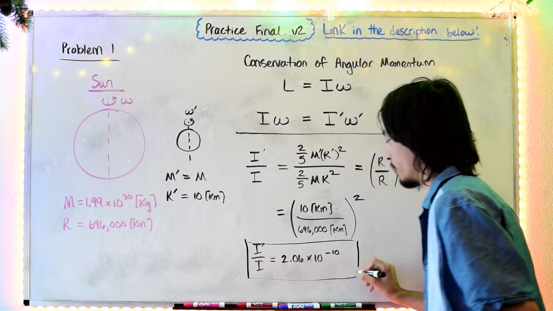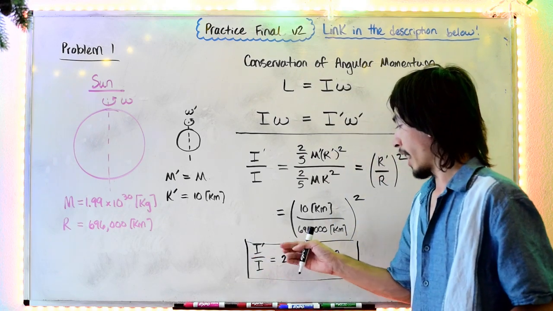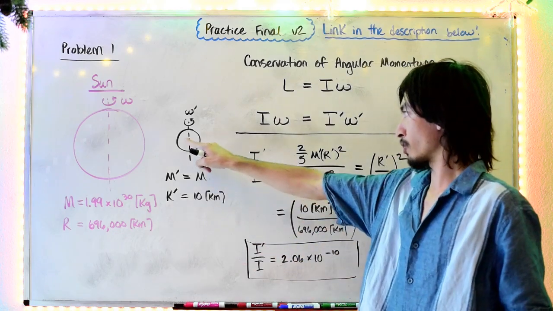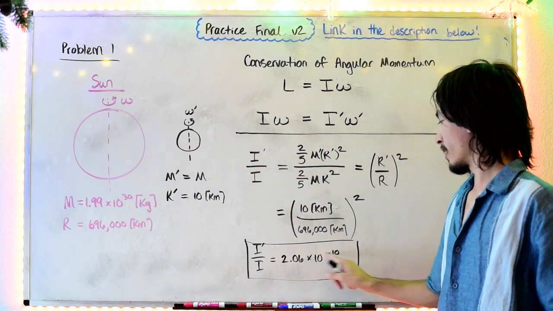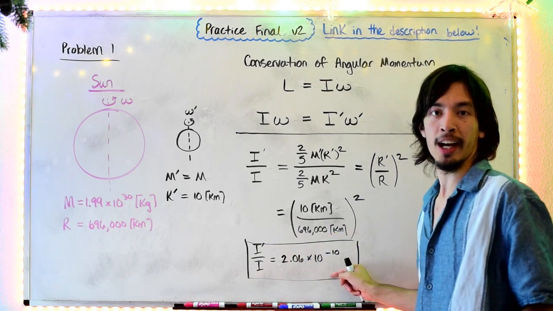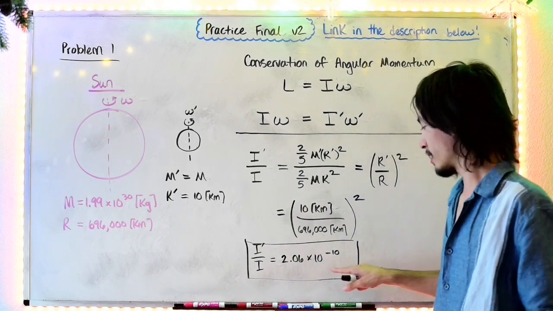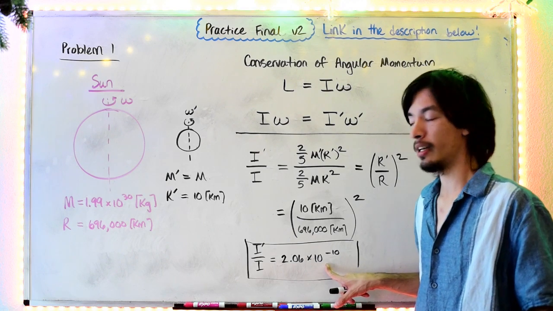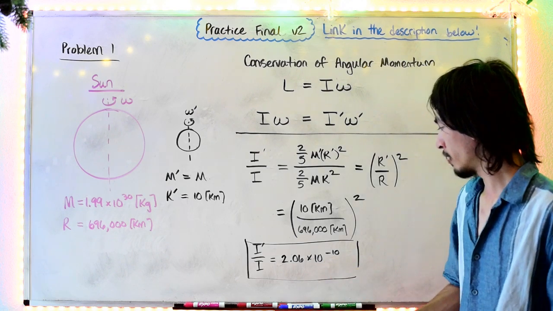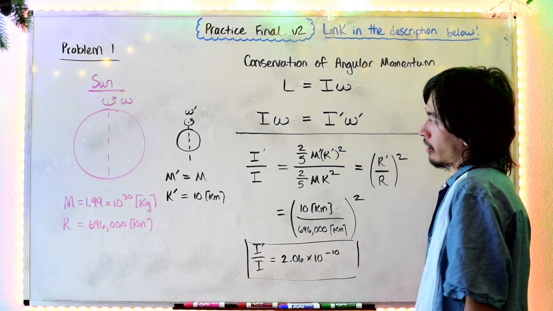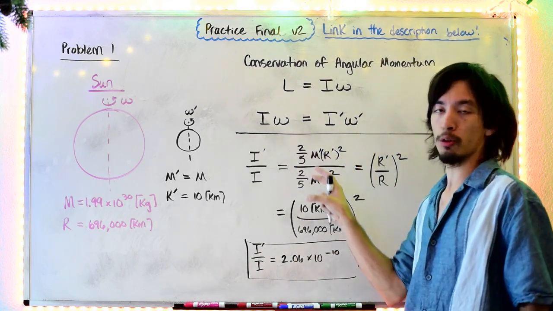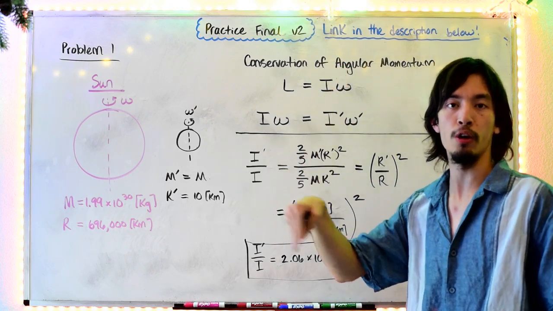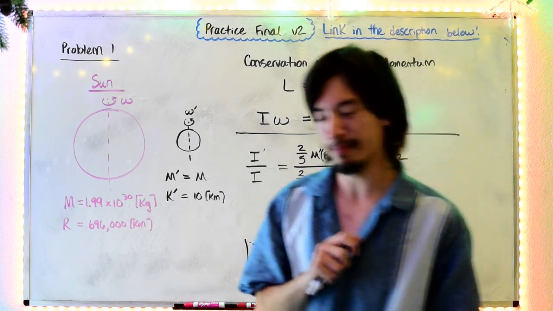So what this statement means is that the moment of inertia of the system after, so the neutron star, is this amount times what it was initially. In other words, it's much, much smaller. It's 10 to the minus 10th times smaller. Let me know if you have any questions up to here before we apply the conservation of angular momentum to solve the latter half of this question.